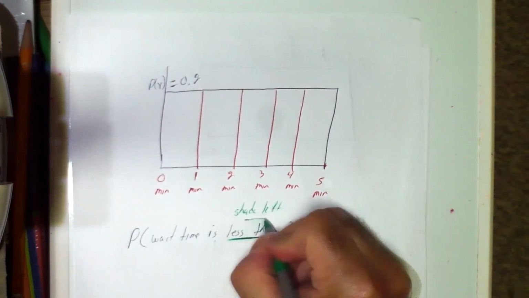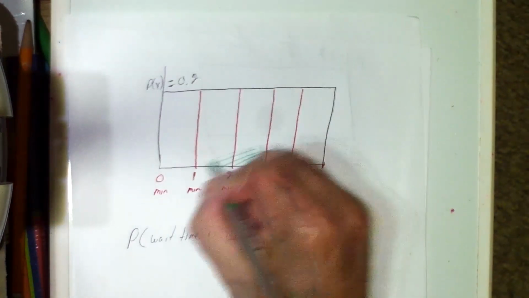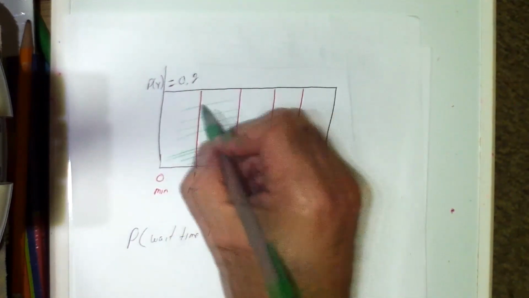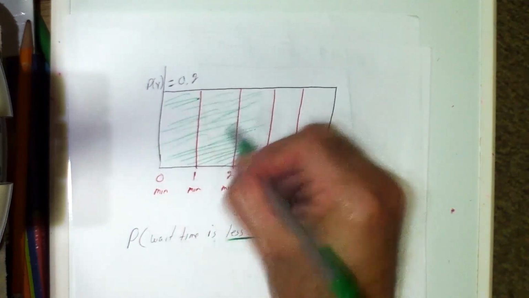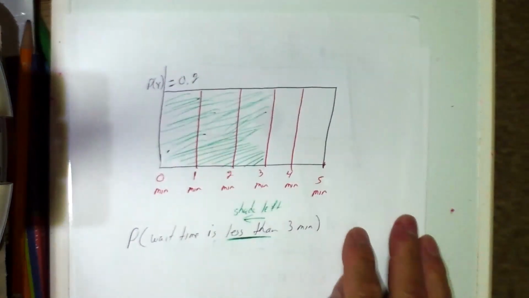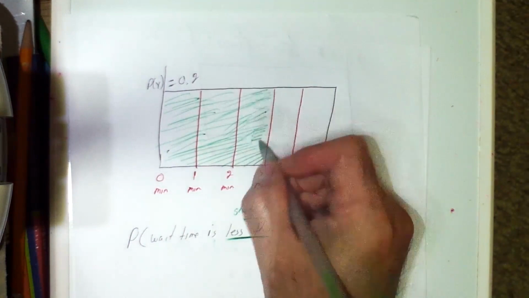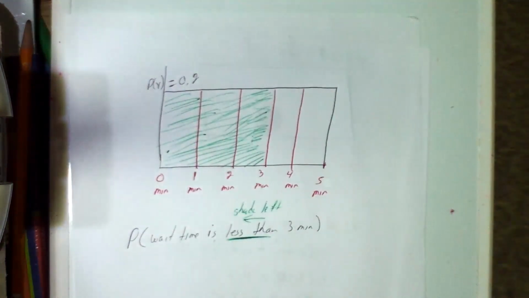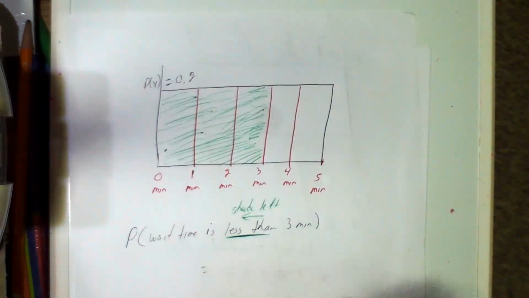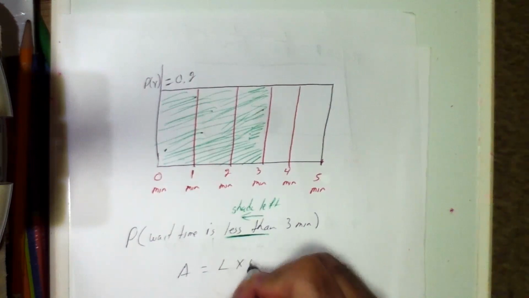Less than. So I'm going to shade. I thought I would have a highlighter, but I don't have one, so I'm going to have to wing it. And so I want to find the probability, or the area within the green. Okay, so let's use my area formula. Area equals length times width.